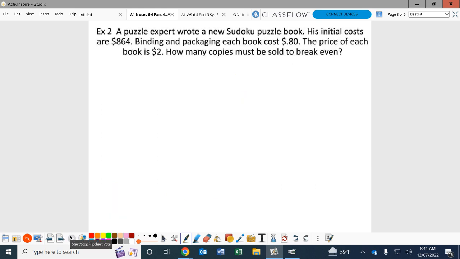A puzzle expert wrote a new Sudoku puzzle book. His initial costs are $864. Binding and packaging each book cost 80 cents. The price of each book is $2. How many copies must be sold to break even?